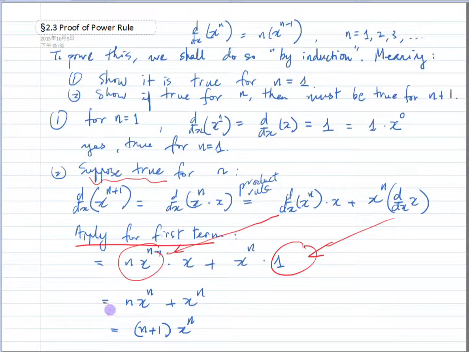So precisely, the derivative of x to the power of n plus 1 is simply as given by the power rule. We lose one power, so the power of x becomes n, but then we have a factor n plus 1 in front.